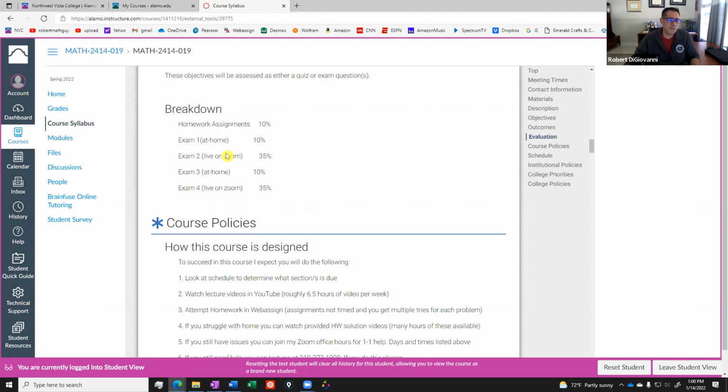And then the 2 exams that you do at home, those just have deadlines. You just have to have those done by the time it says you have to have it done. So you could take it early. You're doing it at home. You have access to your notes. I'm not monitoring you at all. Those 2 exams are only 10% each. So a majority of your grade, 70% of your grade, are these 2 exams. It's like a big midterm and final.